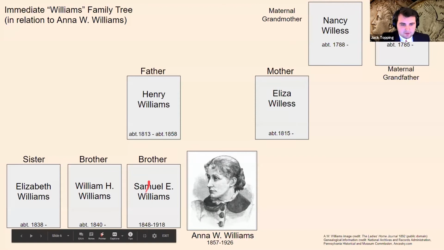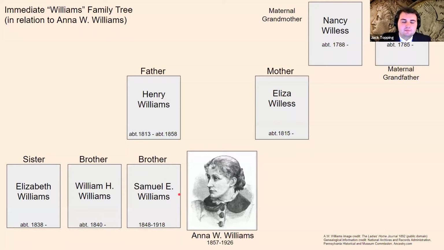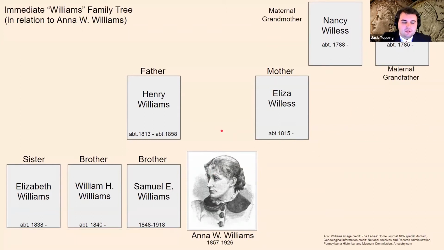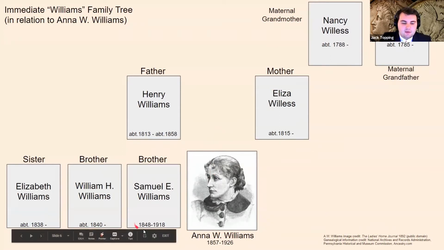So let's talk briefly about Samuel Williams. He was born in 1848 and he died in 1918. Something interesting to note that'll be important for chapter 4 of this presentation is that Anna Williams acted as the informant for the Bureau of Vital Statistics when Samuel passed away. She's the one that provided the information to the Bureau of Vital Statistics. So that's how we learn of his full date instead of an about.